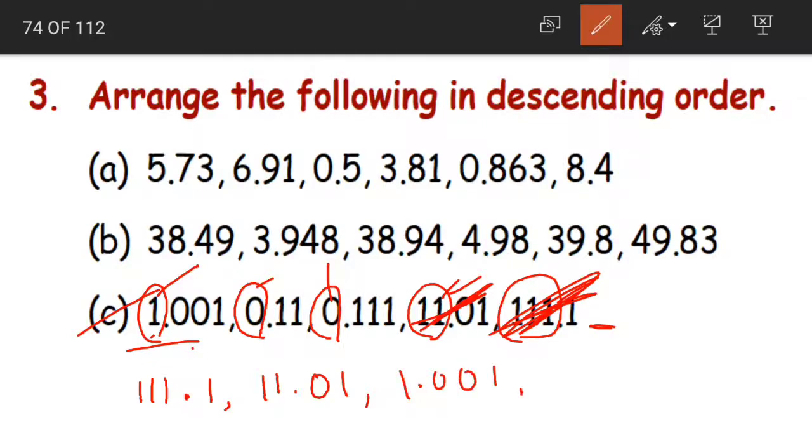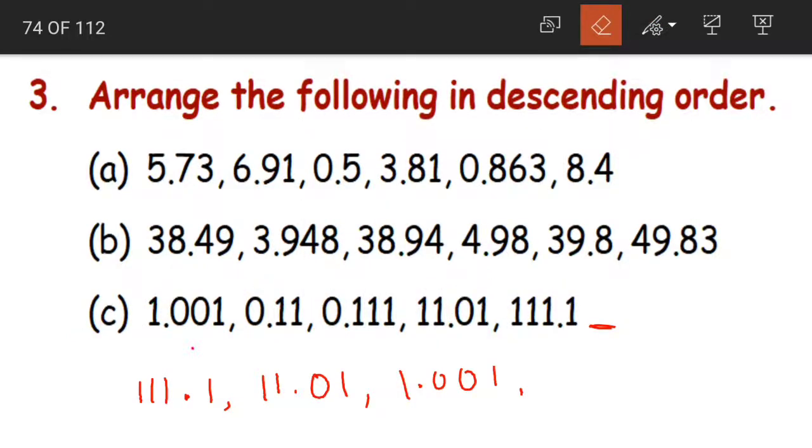1.001 becomes our next decimal. And lastly, we are left with two decimal numbers. What are they, children? 0.11 and 0.111. Now these two are our 0.11 and 0.111.